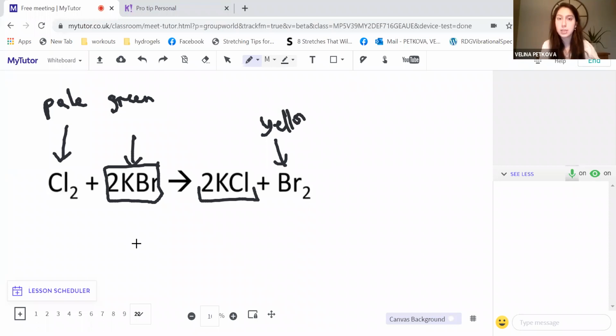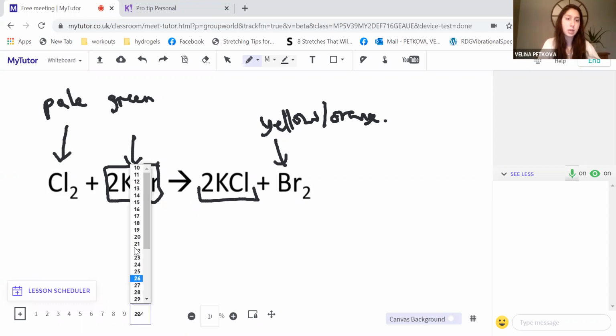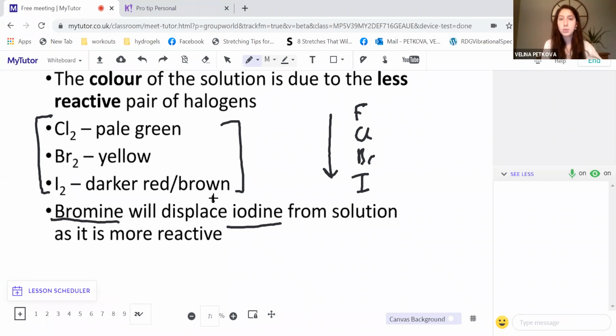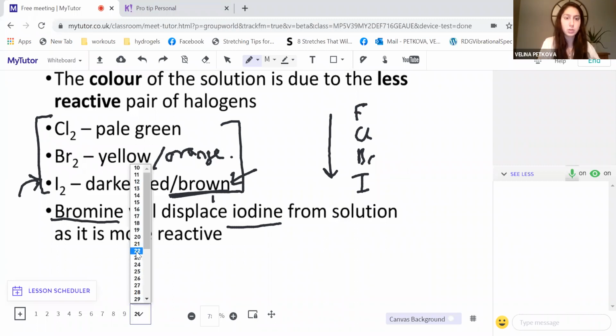And sometimes, yeah, we can say it's orange. The colors differ sometimes between the different examples. So these are the colors that are given in the AQA textbook. So they would be correct either way. It does form a brown solution, but usually for bromine, you can say yellow or orange. And then iodine is, I think, a purple solid at room temperature, but in solution, it forms a brown solution. And we're talking about them in solution.